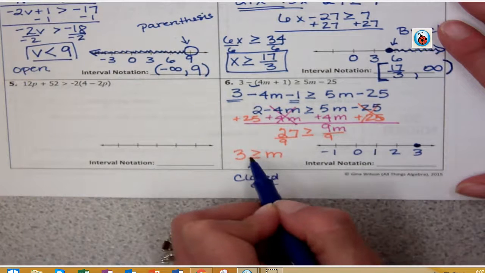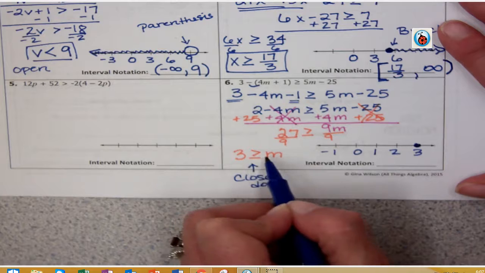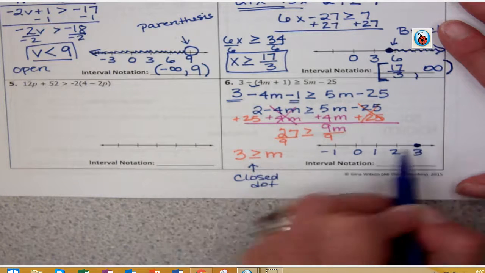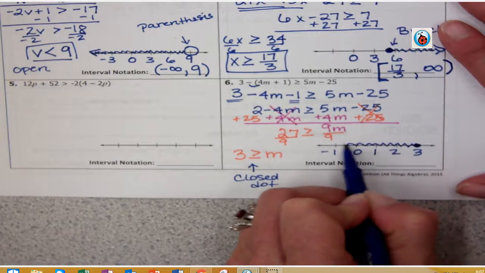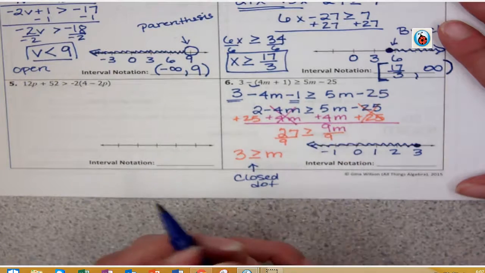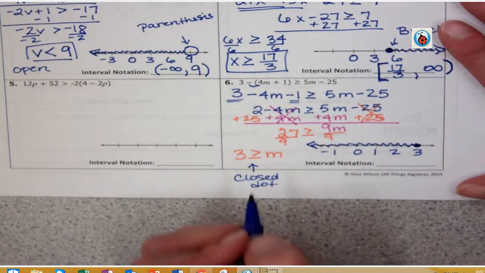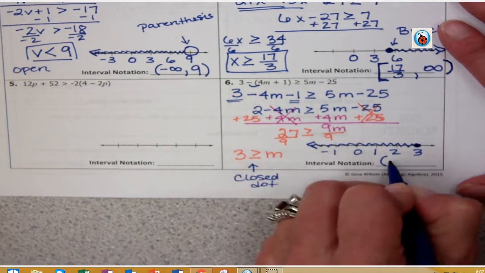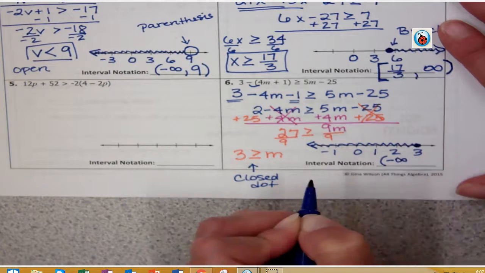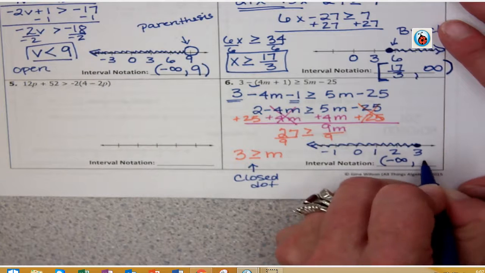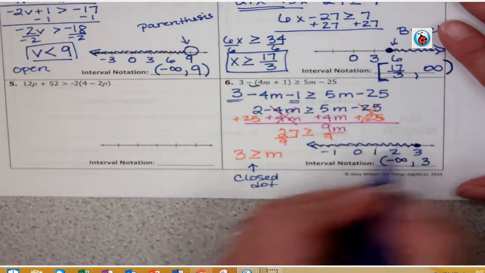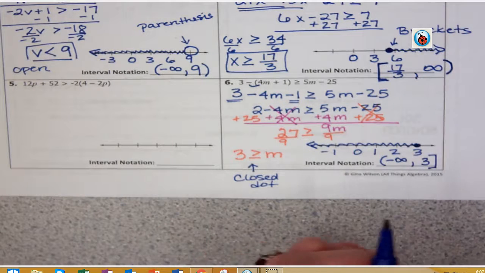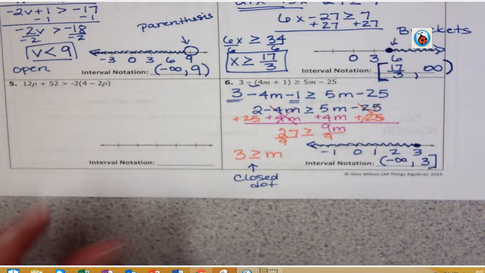Then we're going to highlight everything that is 3 has to be bigger. 3 is bigger than any number m. So that's going to include all of that. To write it in interval notation, the smallest it can be is negative infinity. The largest it can be is 3. And since we're including it, we're going to use that bracket. Okay?